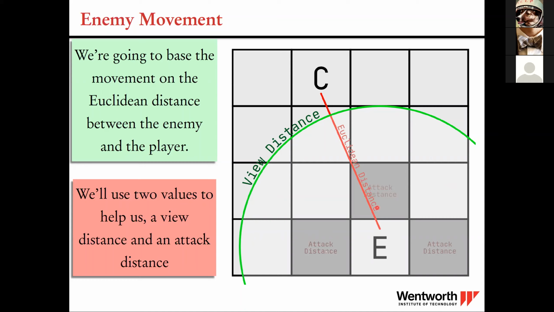So if the player character is within 1 square in the cardinal direction of the enemy, then the enemy would do an attack, for instance. The enemy's not going to move at all unless the player character shows up in a view distance. So whatever view distance the character has, if the Euclidean distance is within the view distance, then we're going to do a move. So in other words, the enemy's not going to notice the character until the character gets a little bit too close.